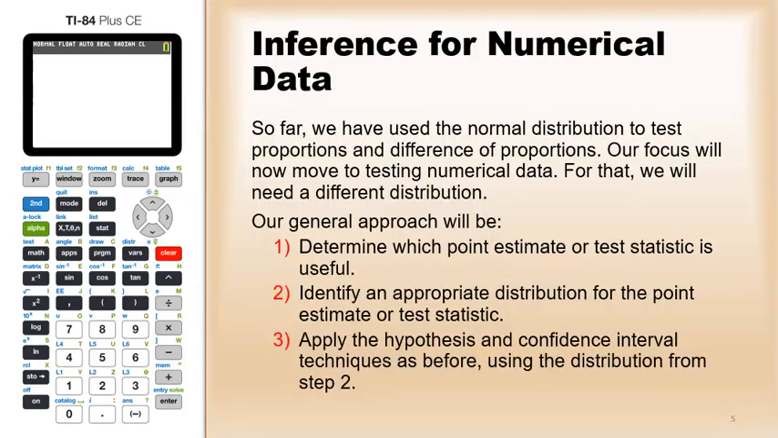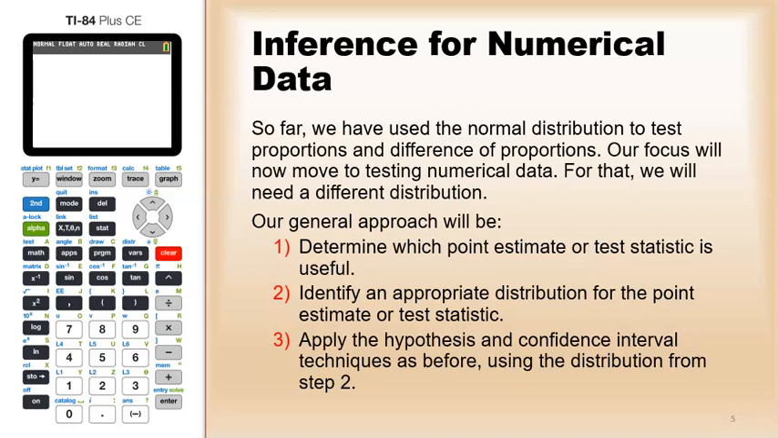So far, we've been using the normal distribution to test proportions and difference in proportions. Our focus now, until the end of the quarter, is about testing numerical data. And actually for that, we need a different distribution. So the normal distribution isn't going to quite work for what we're about to do.